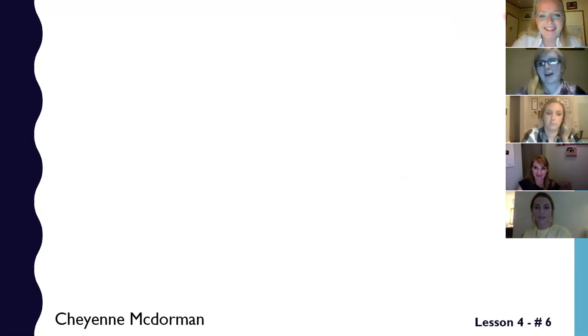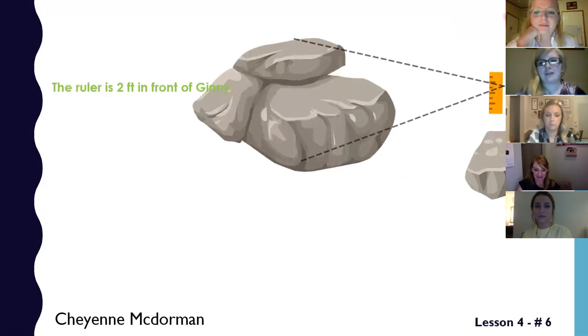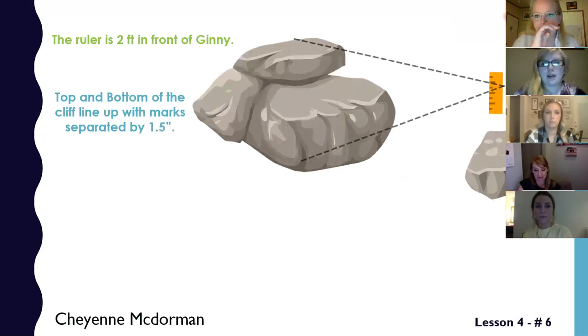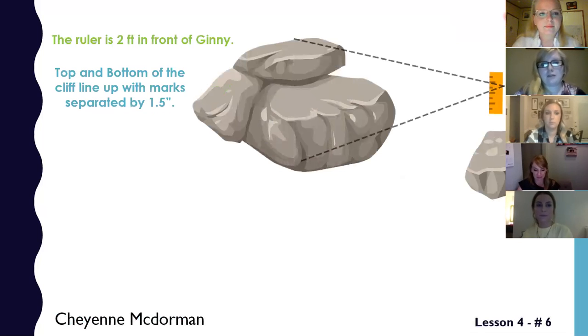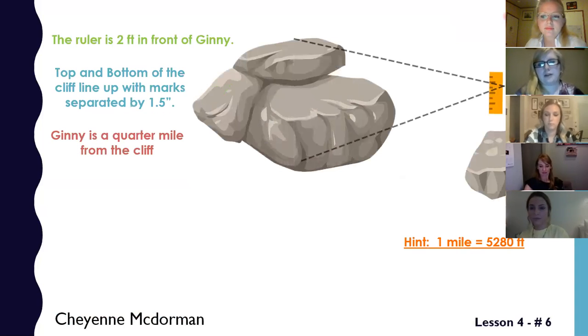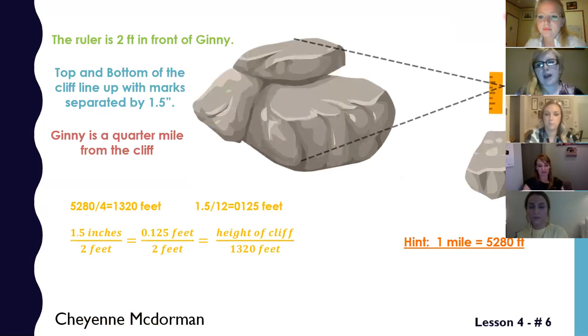I'm back. All right, so we're going to be trying to find the height of the cliff that Jenny is looking at. Jenny has a ruler held out in front of her at 2 feet, and the top and bottom of that cliff is separated by the mark 1.5 inches. We know that Jenny is a quarter of a mile from the cliff. Let's look at the hint: 1 mile equals 5,280 feet. To find a quarter of a mile, you do 5,280 feet divided by 4, which gives you 1,320 feet.